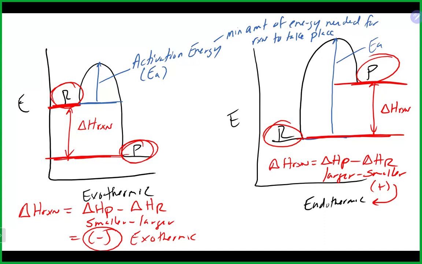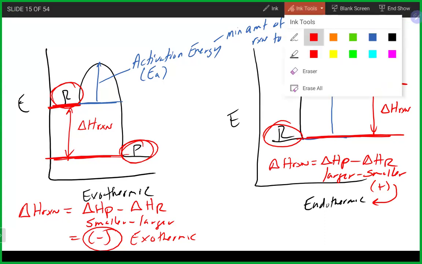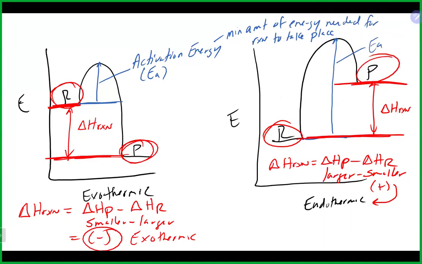Now, before we leave this, since we have it here, let's talk about how fast or slow the reaction would happen. And it's based on that hill. So let's just say that we wanted to speed up a chemical reaction. One way that we could speed up a chemical reaction is to add a catalyst.